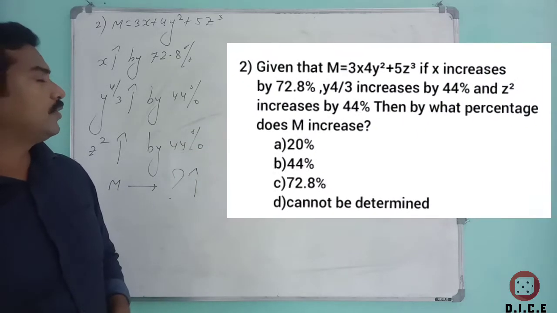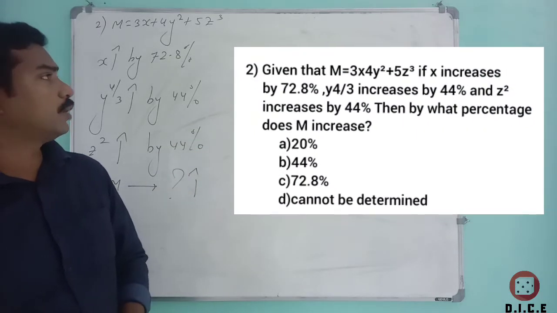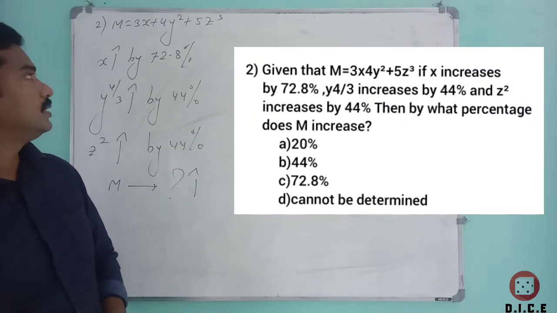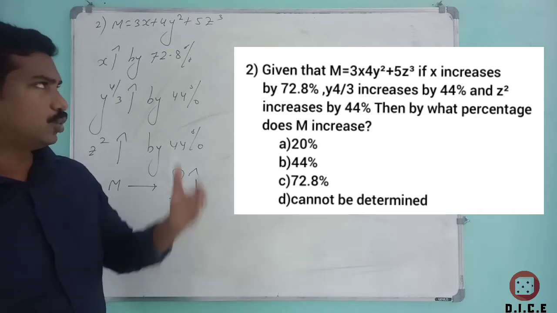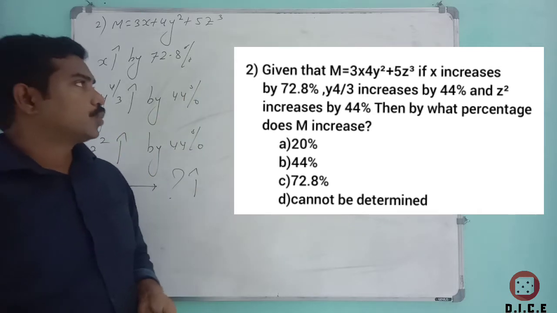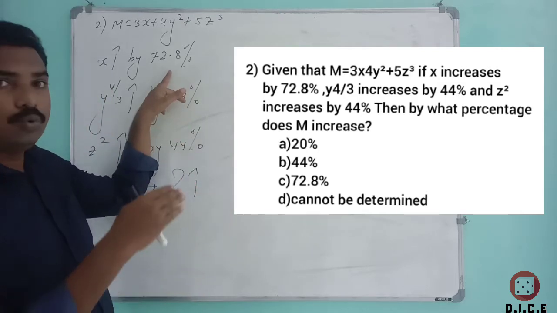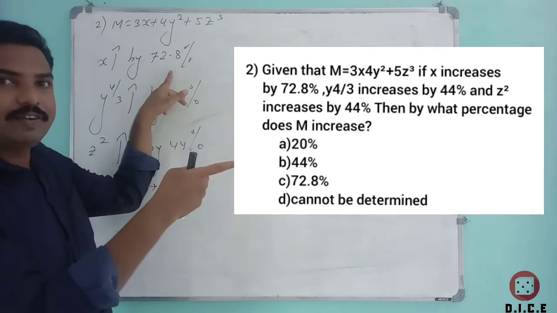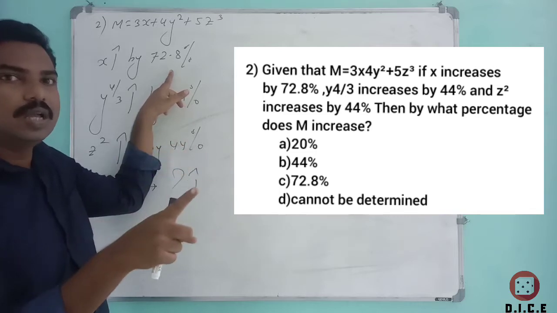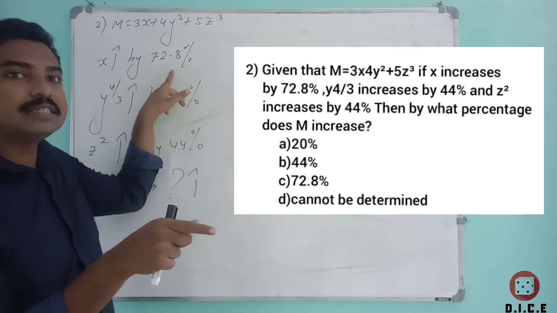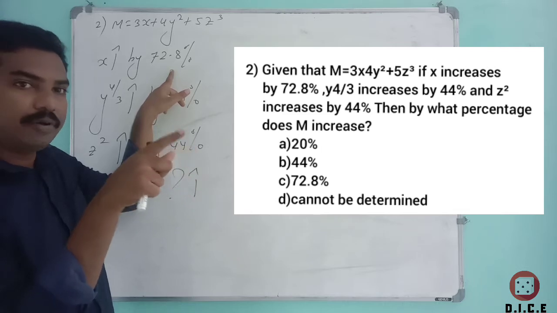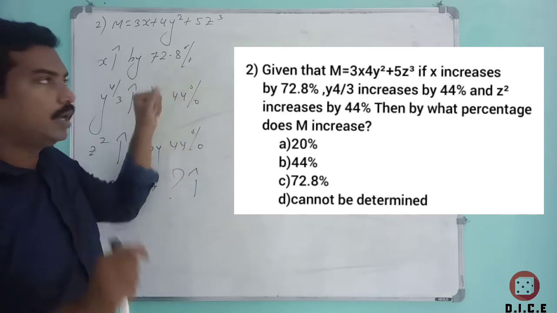Number 2. Here he has given m is equal to 3x plus 4y square plus 5z cube, and x is increasing by 72.8%. So this is the data he has given. In most of these questions, in any of the questions, the answer is nothing but the value raised of x. That will be your answer.